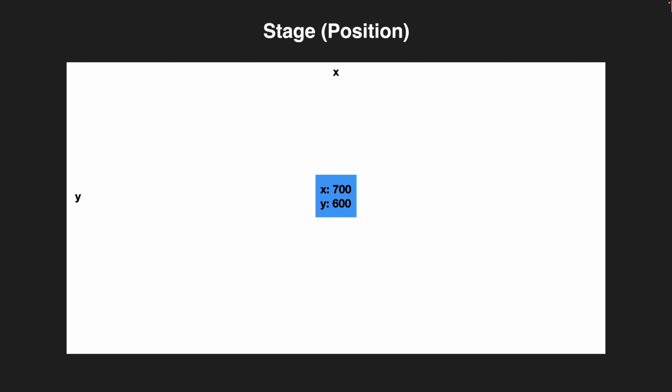So that is position. If I wanted to have something positioned 700 across, I would give it the value of 700 in the X value. And if I wanted to have it 600 down, I would give it the value of 600. So that's really kind of the position, the X and the Y value.